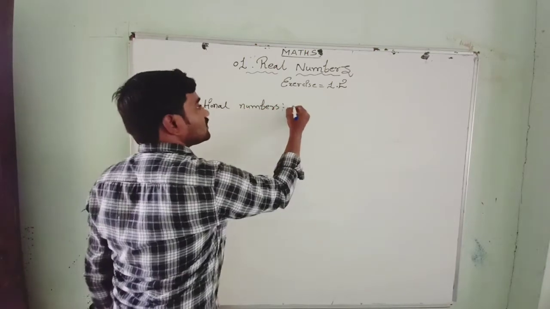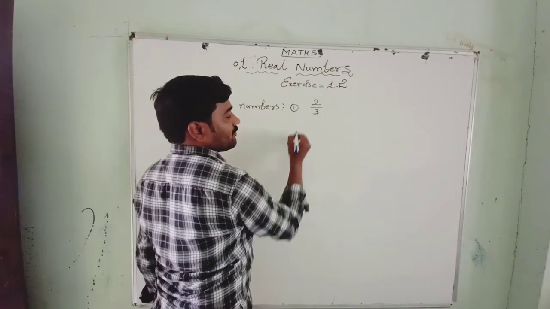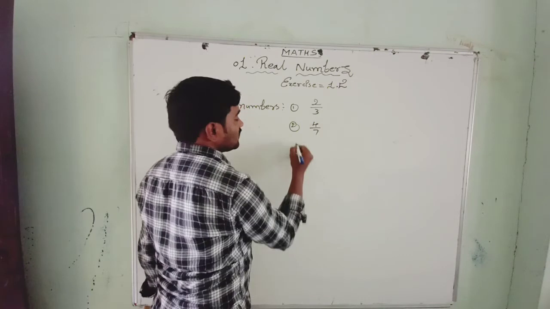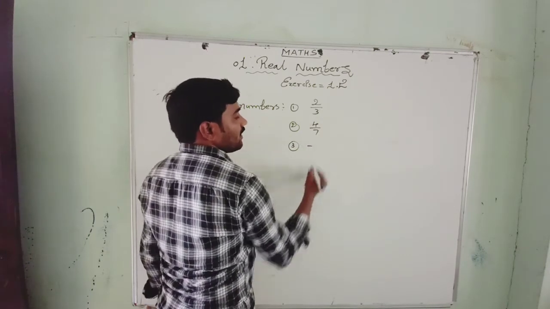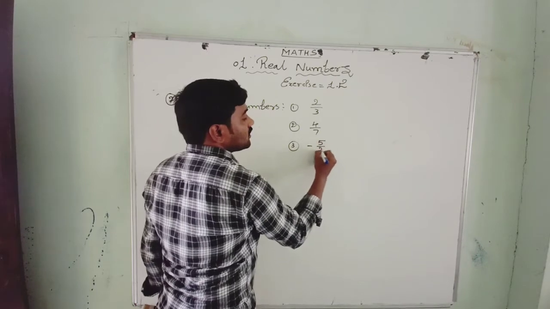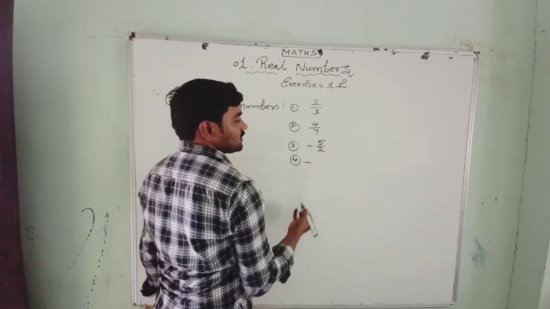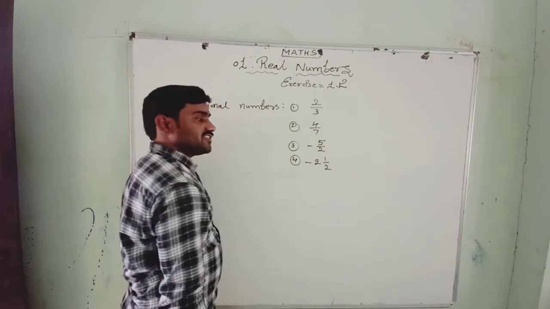Four examples he asked. Let me write any numbers. 2 by 3, it is in the form of p by q. You can write any number. 4 by 7, this is a rational number. Then 2 negative rational numbers I will write. Minus 5 by 2, this is a negative rational number. Then fourth one, minus 2 whole 1 by 2. It is also a rational number.